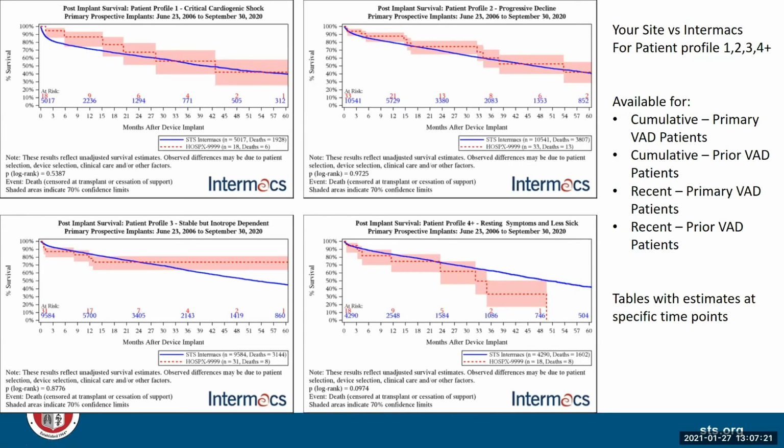And these plots were rolled out in the entire collection of reports. So, if you're interested in seeing patient profile 1 in all of your patients, you could look at the cumulative primary VAD patients if you want to look at all your primary VAD patients, or the prior VAD, or a more contemporary cohort, and limit it to those rolling 6 quarters.